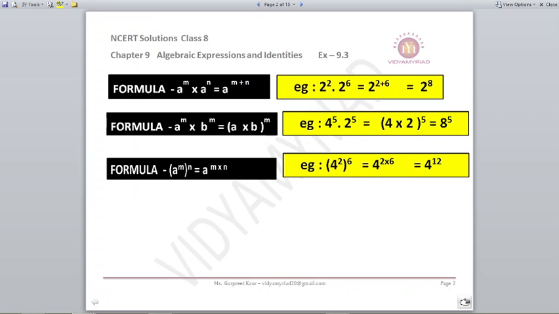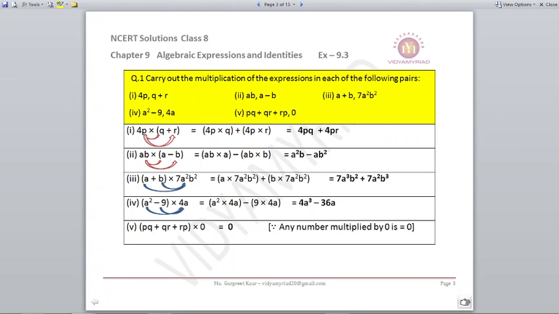Let's begin with question number 1. Carry out the multiplication of the expressions in each of the following pairs. Number 1, you have 4p multiplied with q plus r. First I will open the bracket, that is 4p multiplied by q and 4p multiplied by r. It becomes 4pq plus 4pr. That is my final answer.